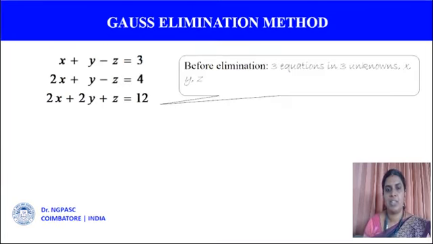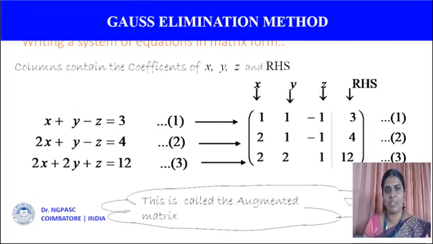So here we have three equations with three unknowns. x plus y minus z is equal to 3, 2x plus y minus z is equal to 4, 2x plus 2y plus z is equal to 12. So we have a system of three equations with three unknowns. We are going to rewrite the equations in the matrix form. We consider the first equation, second and the third, take all the coefficients and write them in a matrix form.